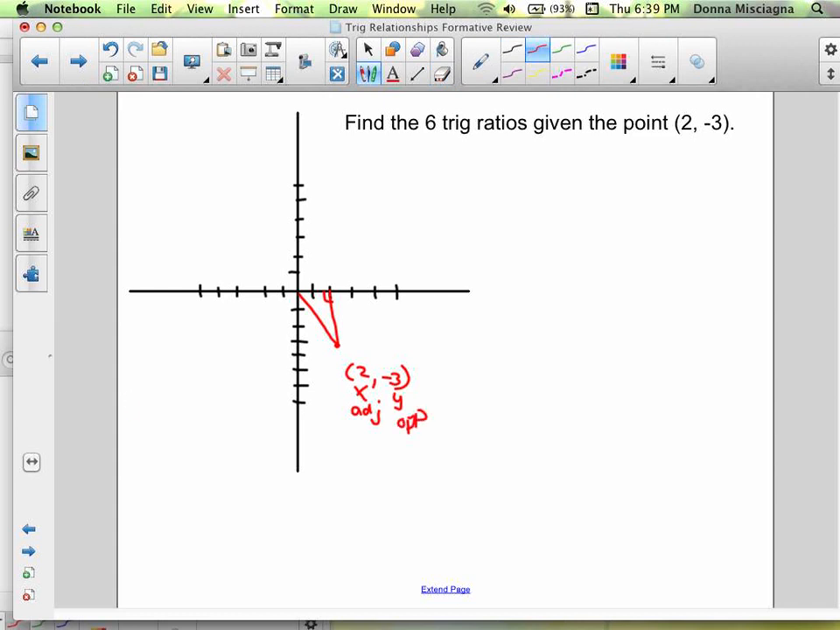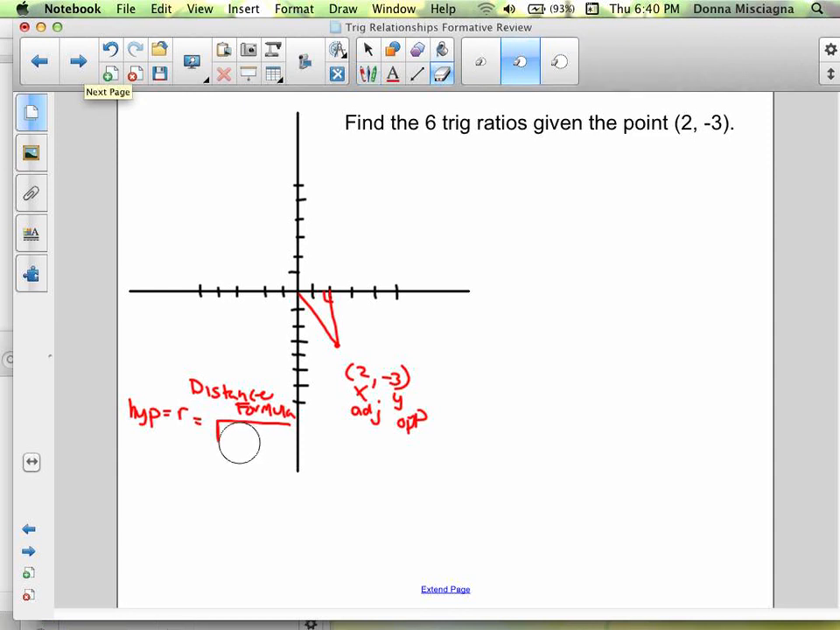And what about the hypotenuse? Well, the hypotenuse, which is also r, you can think of it one of two ways. You can think of it as the distance formula. So that means r would be the square root of the difference in the length of the x squared plus the length of y squared. So in other words, I wanted to keep it generic: x squared plus y squared.